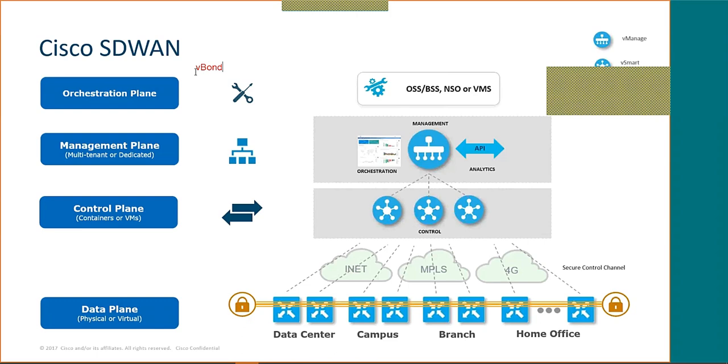If the device is not authorized by the vBond, it is not going to be part of the fabric, and it's not going to be on the control plane or the data plane, or part of the fabric and its related communications at all. So vBond sits at the orchestration plane and provides the centralized authentication.